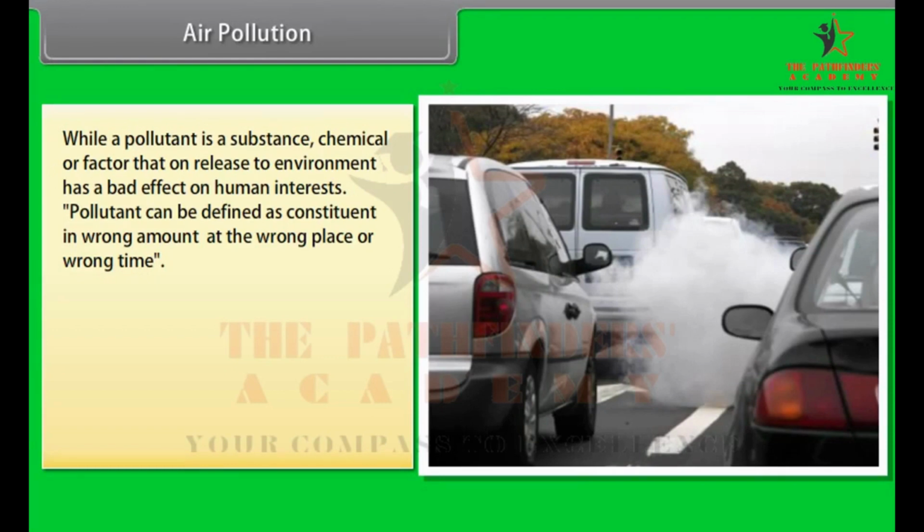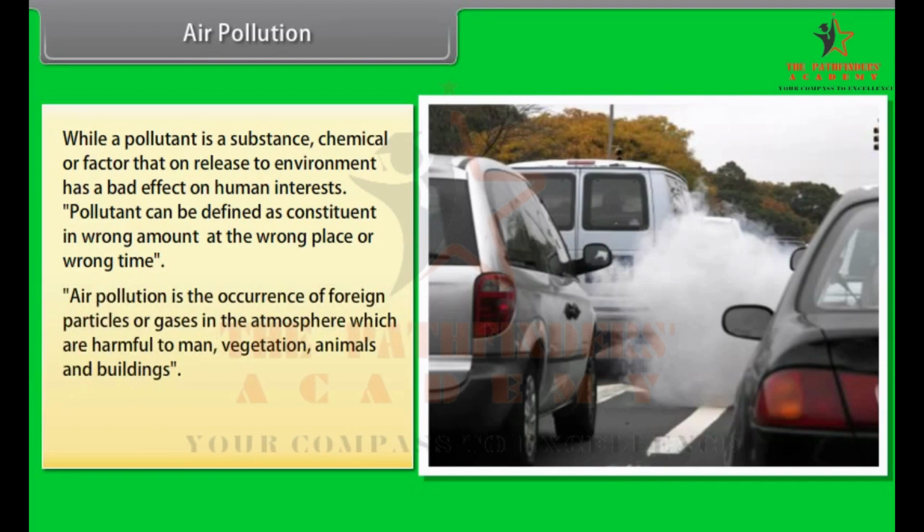Air pollution is the occurrence of foreign particles or gases in the atmosphere which are harmful to man, vegetation, animals, and buildings. Air pollution is caused mainly due to combustion of fossil fuels.